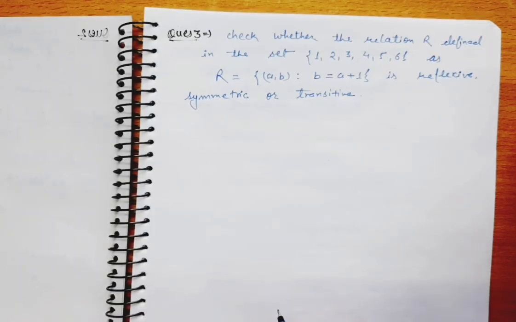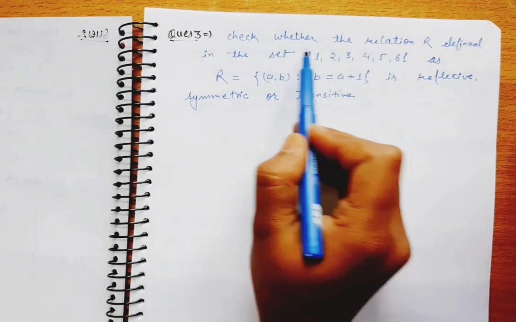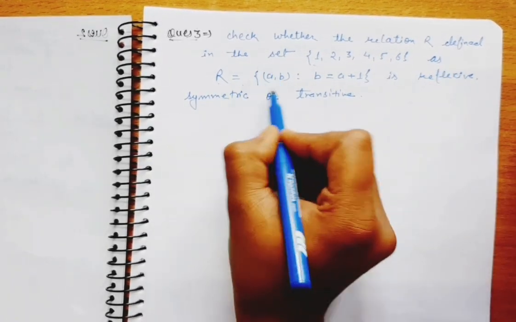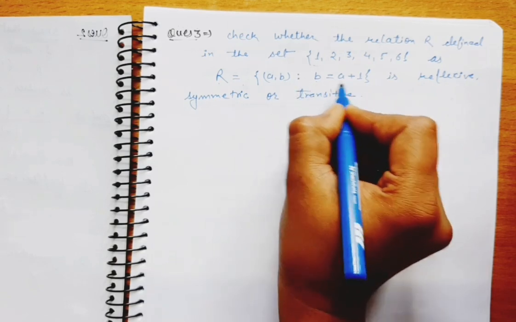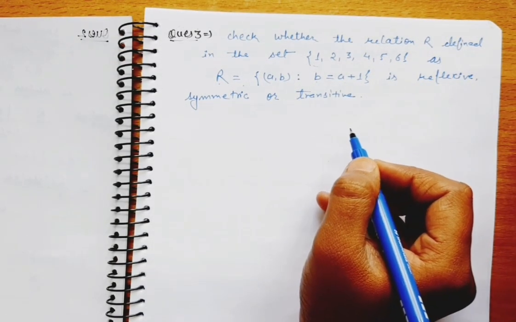Now going to the next question. Question number 3. Given that, we have to check, not show, whether the relation R defined in the set, given as R equals (A, B) such that B is equal to A plus 1, is reflexive, symmetric or transitive. We have to check this.